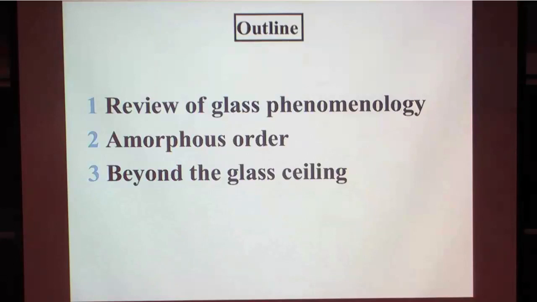So here's the outline of my talk. First, I'll review the glass phenomenology, and I'll describe something called the amorphous order, which is captured by point-to-set correlations. And then finally, time permitting, I'll describe something that happens beyond the glass ceiling. Okay, so please ask questions. Otherwise, it's going to finish within about 20 minutes.